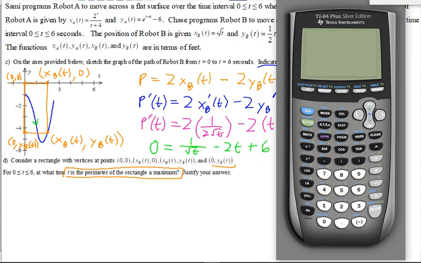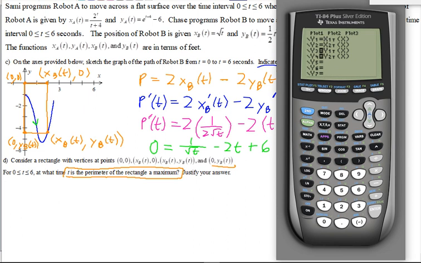So go mode, oops, and change it back to regular function mode. Because as far as I know, it doesn't solve these in parametric mode. So y equals, oops, I guess I didn't change it after all. I thought I changed it to function. Oh yeah, I did, okay.